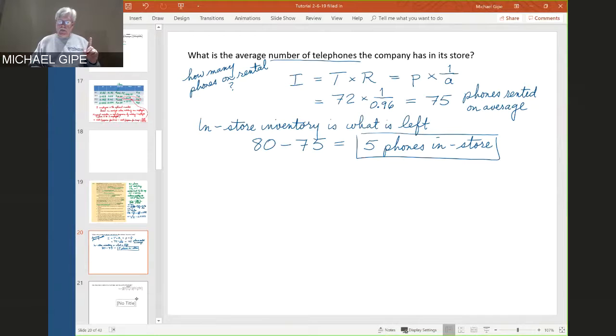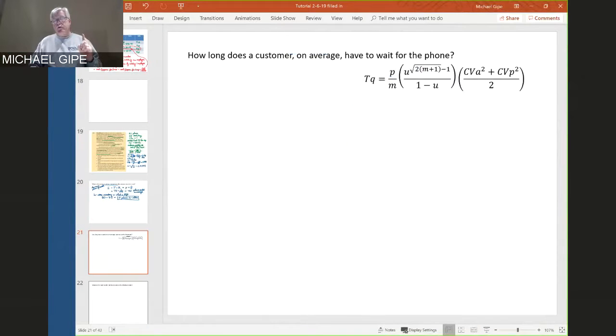How long does a customer on average have to wait to get a phone? So this is a little counterintuitive, right? On average, you've got 5 phones sitting there waiting to be rented, but you've got customers waiting for phones to be available to rent. This is all due to the fact that you've got variability in the time between customers and the time in processing. That is, how long does a customer keep the phone out on rental?